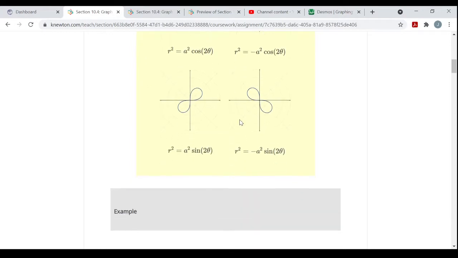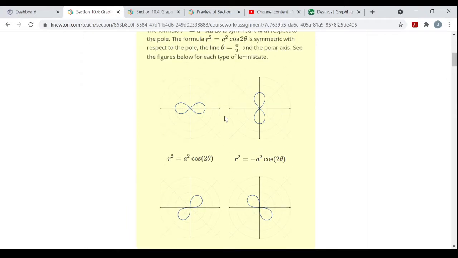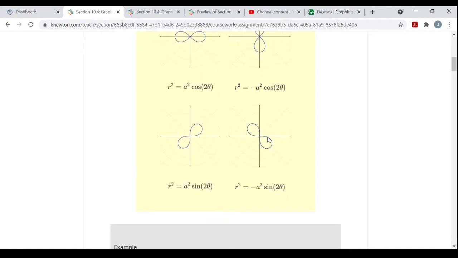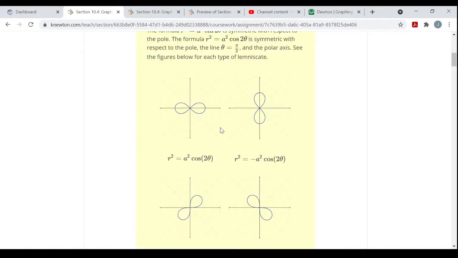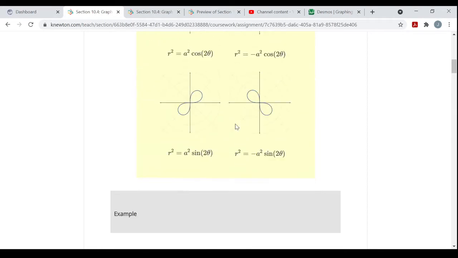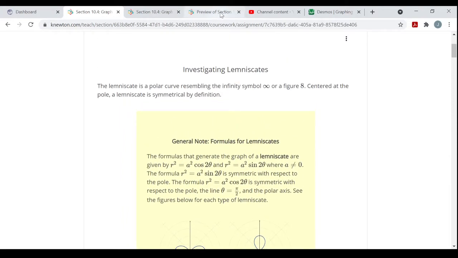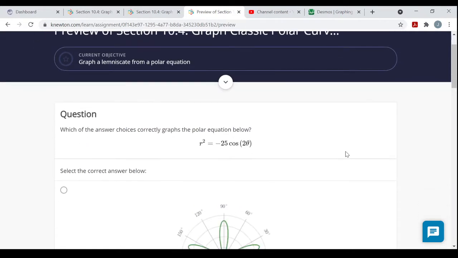Okay, so here are some examples of some lemniscates. I see some of them have a minus sign in front, which is totally fine, but all these end up being some sort of figure eight or infinity symbol shape centered at the pole. They show an example down here, but let's get now into our example, the problem I'm looking at. It's r squared equals negative 25 times the cosine of 2 theta.